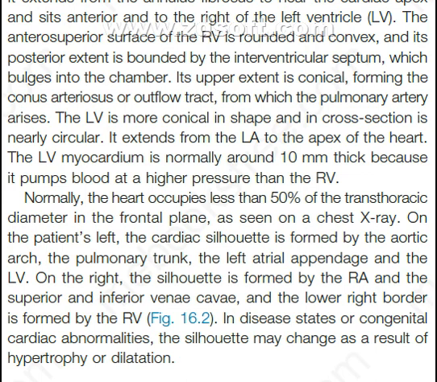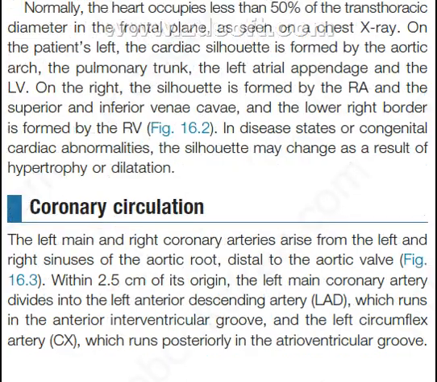On the patient's left, the cardiac silhouette is formed by the aortic arch, pulmonary trunk, the left atrial appendage, and the left ventricle. On the right, the silhouette is formed by the right atrium and the superior and inferior vena cava, and the lower right border is formed by the right ventricle. In disease states or congenital cardiac abnormalities, the silhouette may change as a result of hypertrophy or dilatation.